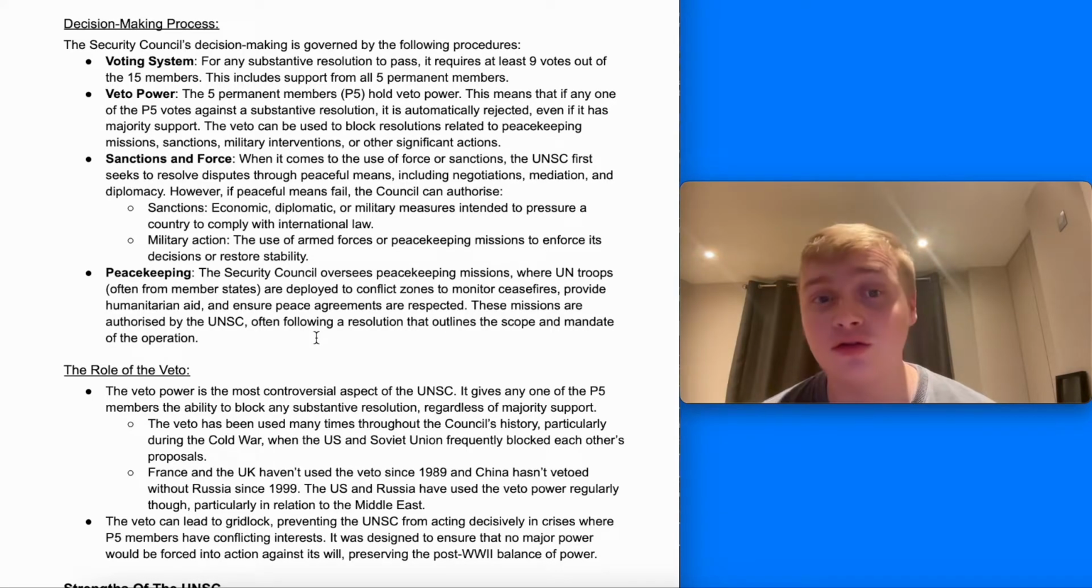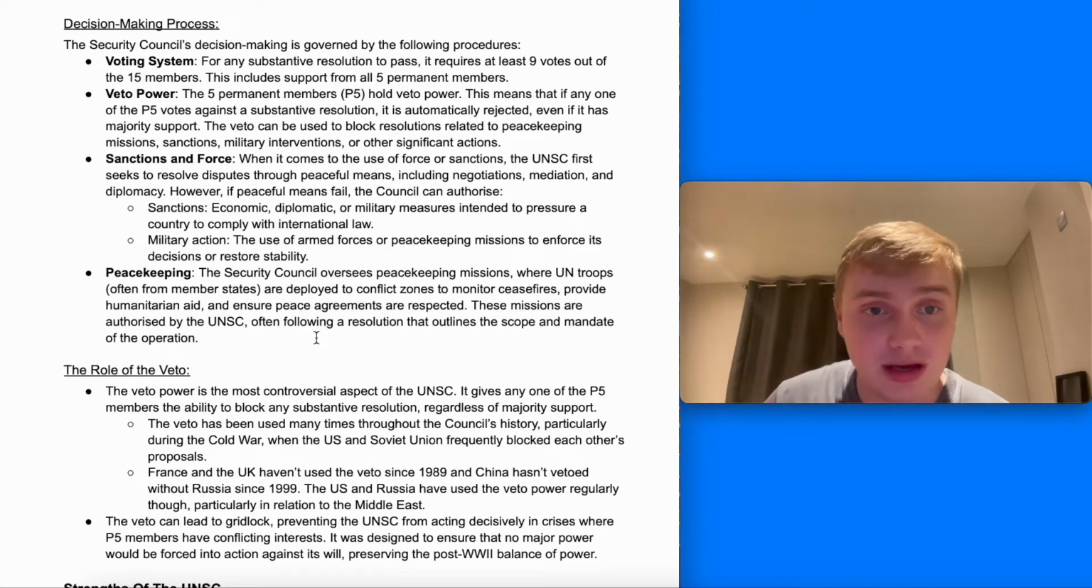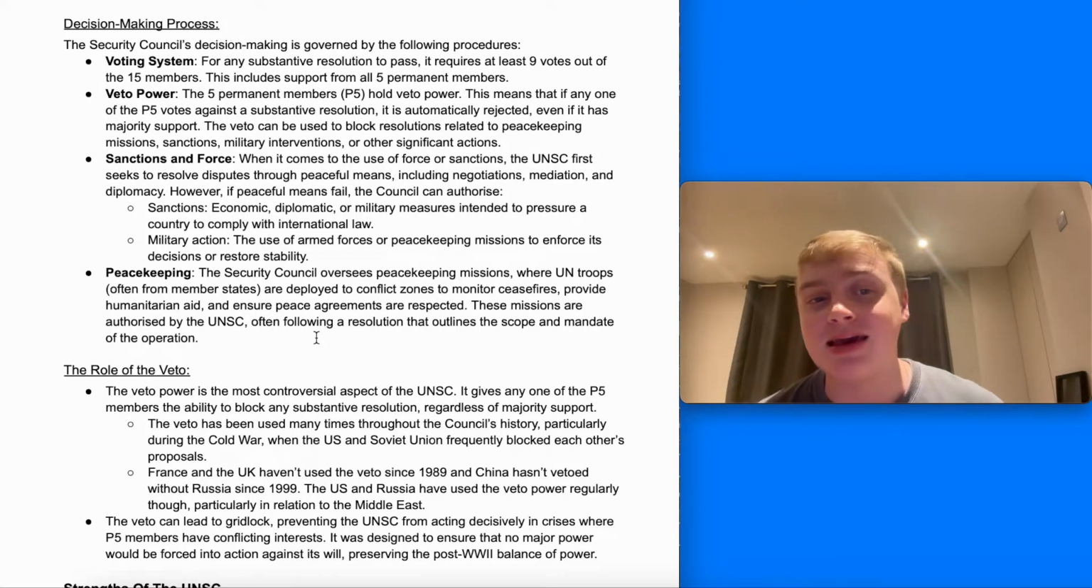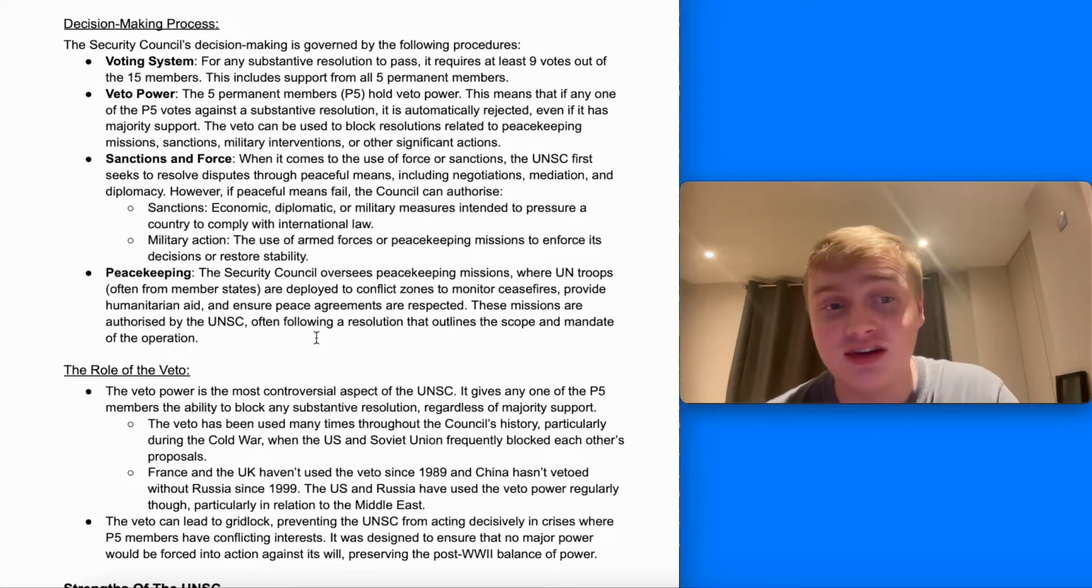When it comes to the use of force or sanctions, the UNSC first seeks to resolve disputes through peaceful means, including negotiations and mediation, but it can authorise both sanctions, which may be economic, diplomatic or military measures intended to pressure a country to comply with international law and what the UN Security Council wants, or military action. So it can authorise the use of armed forces or peacekeeping missions to enforce its decisions or restore stability.